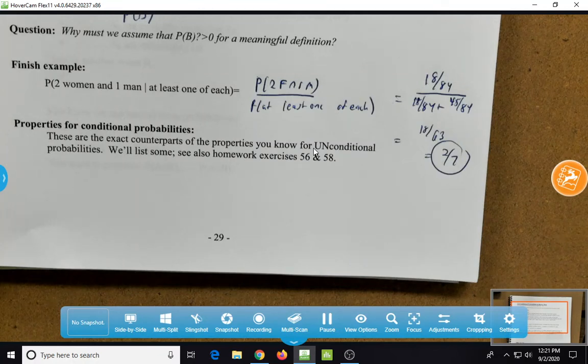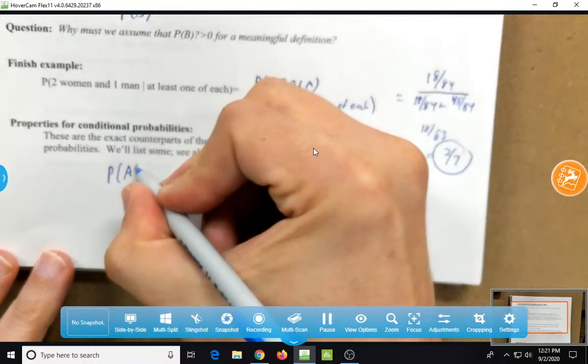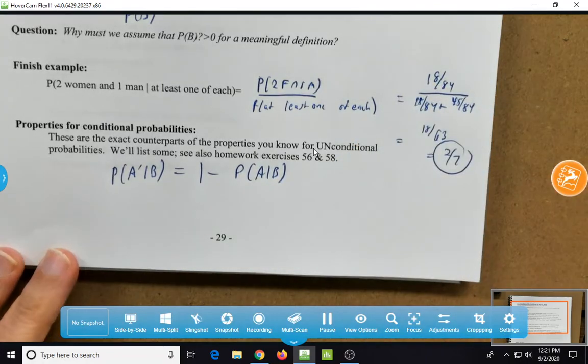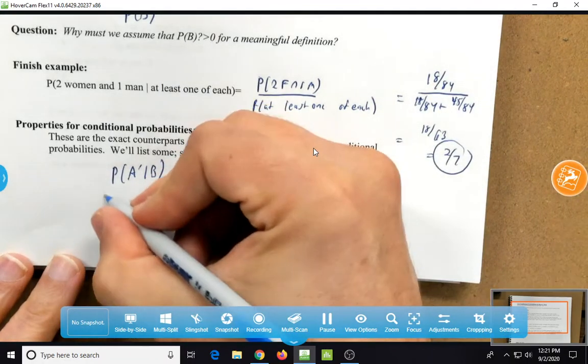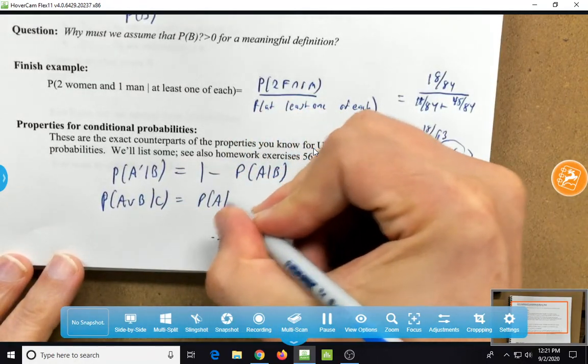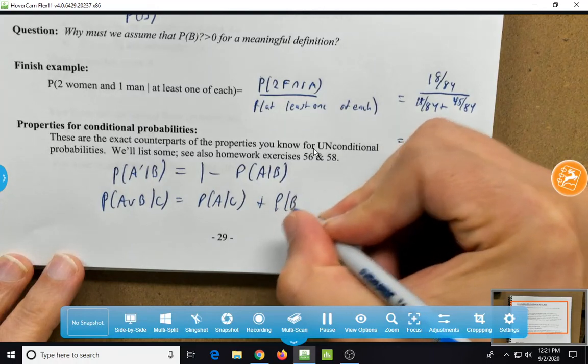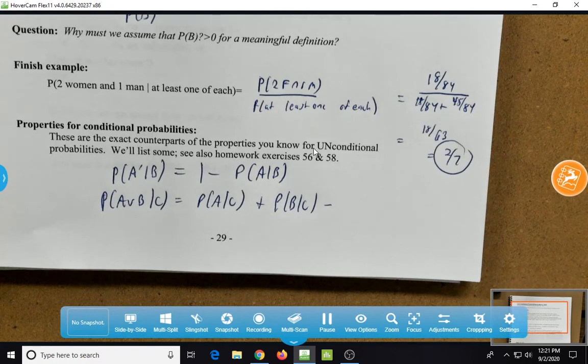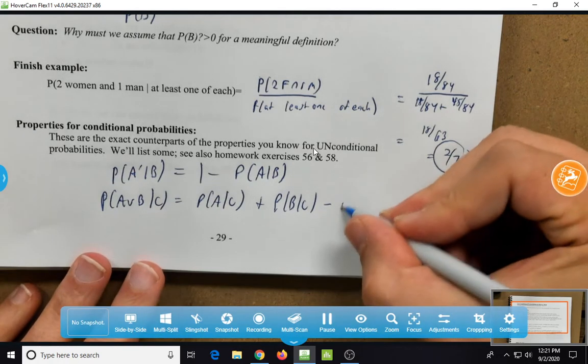Does that answer your question then? Okay. Now, there are exact counterparts for the probabilities that you've had before. So for example, the probability of A complement given B is equal to 1 minus the probability of A given B. Or the probability of A union B given C is the probability of A given C plus the probability of B given C minus what thing would fill in the blank after this? Yeah, so A intersect B given C.